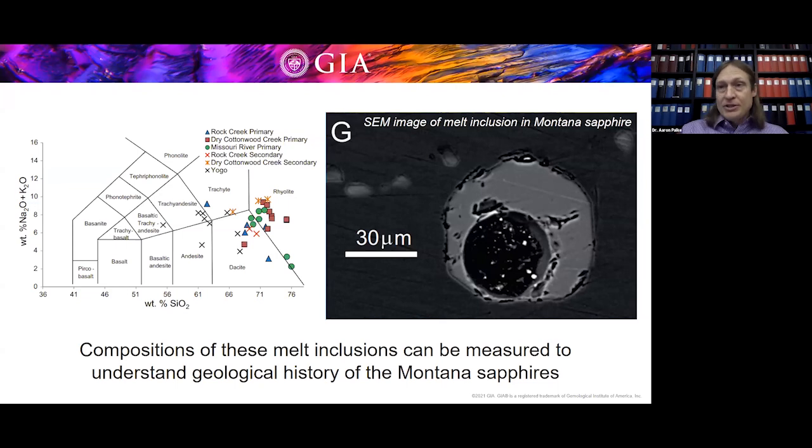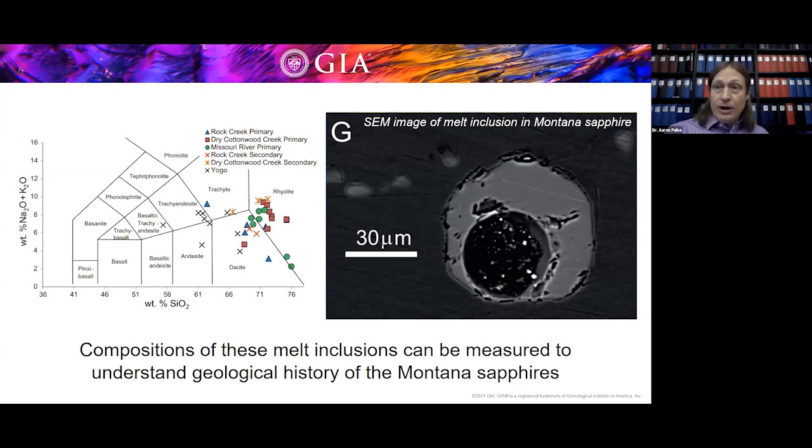The only thing it really matches is known compositions of known volcanic rocks, like dacites and trachytes and rhyolites and andesites. And so this was one piece of evidence we used to prove that these are actually magma inclusions that represent the original magma that was present when these sapphires were growing.